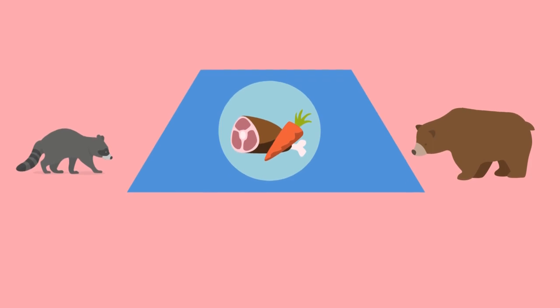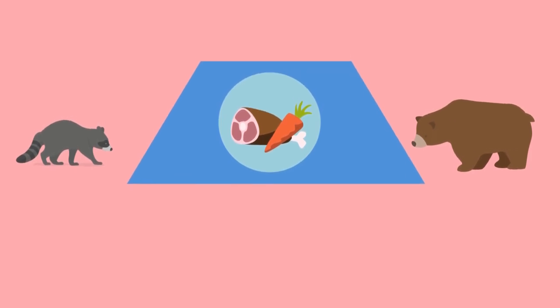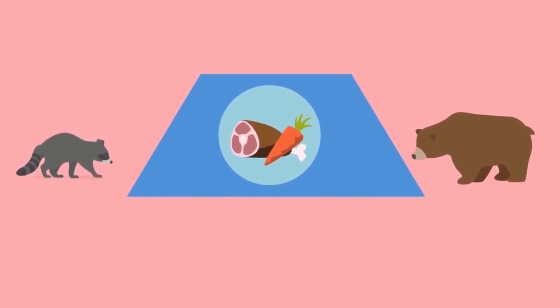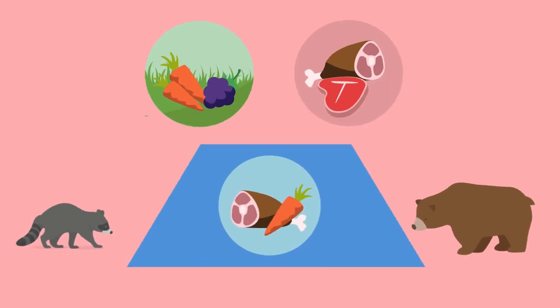Pause the video and have a think. If you said the intermediate trophic level, or the one that contains omnivores, you're right. Omnivores tend to eat a much wider variety of organisms than either of the other two trophic levels. This variety in their diets leads to them having more direct interactions than other trophic levels.